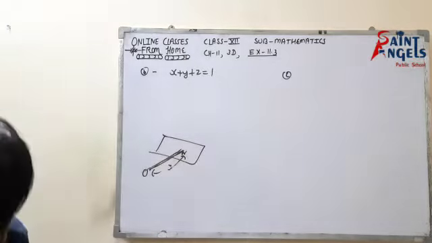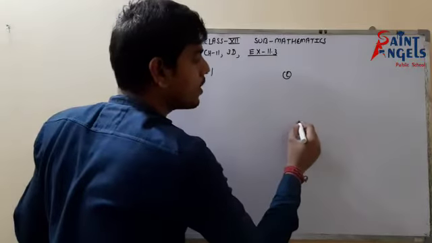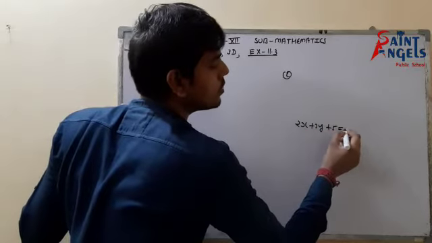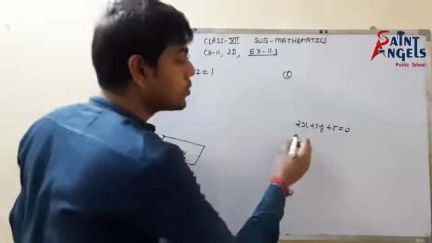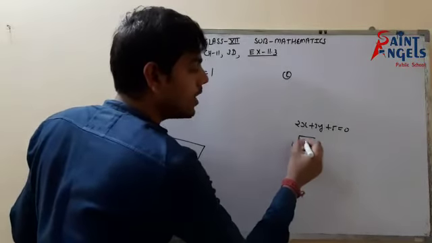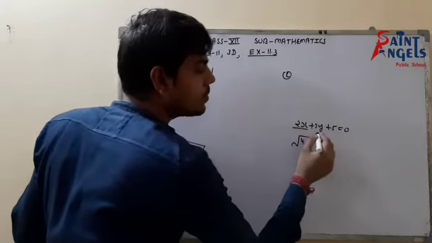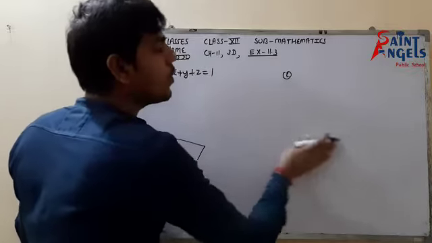Okay, so remember in 11th class when we were given a line 2x plus 3y plus 5 equals 0. Whenever we had to convert this line into normal form, what did we do? We divided all the terms by under root a square plus b square. Remember, the same thing we are going to do over here.